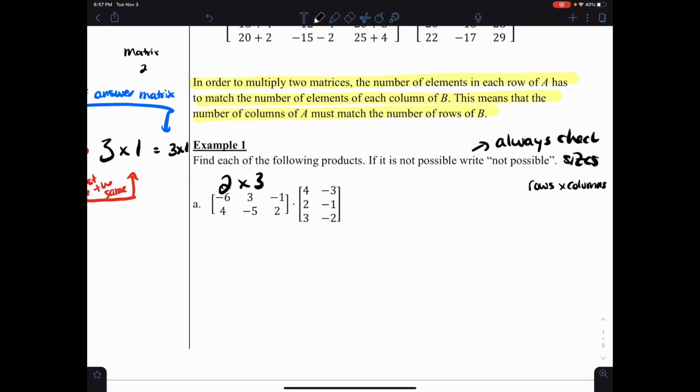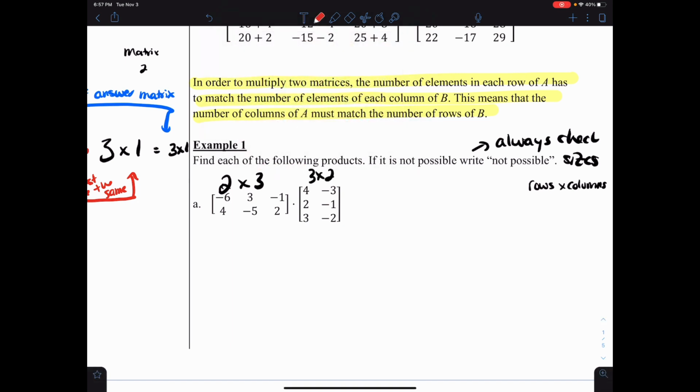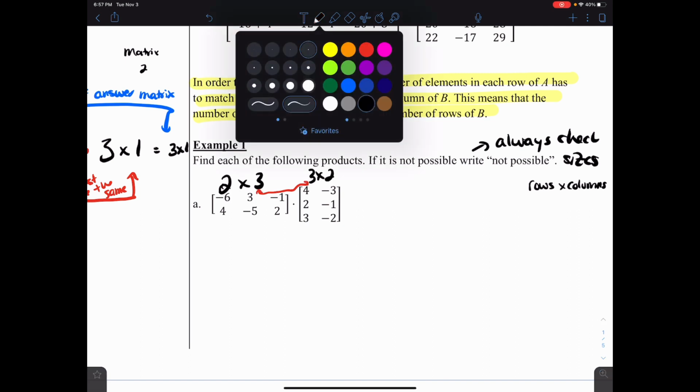And then the second matrix that we're multiplying it by is 3 rows deep, 2 columns wide. So that is a 3 by 2. So first we check to verify that these two inner numbers are the same, which they are. So that's good. That means this is going to have a product.